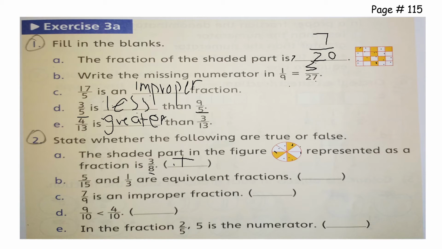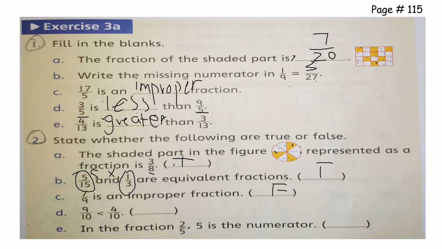5 by 13 and 1 by 3 are equivalent fractions. Okay, if you multiply this fraction by 5, do we get this fraction? Yes, 5 ones are 5, 5 threes are 15. So yes, they are equivalent fractions. 7 by 9 is an improper fraction. No, it's not, because the numerator is smaller, so it is false.